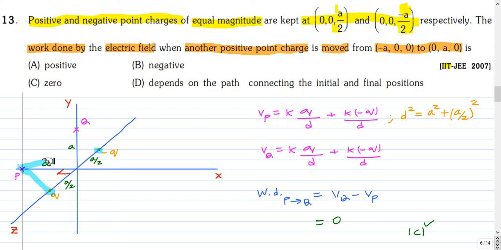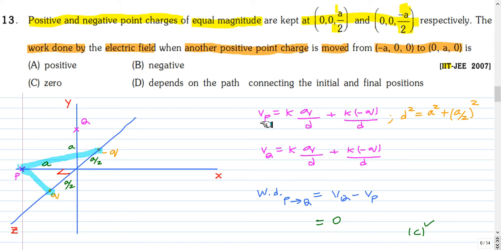We have to visualize in 3D. So this distance is also D. So K minus Q by D, where D square is a square plus (a by 2) square. This is by Pythagoras theorem. Similarly, potential at point Q due to the 2 charges will be KQ by D, where D is the same distance, just in the vertical plane, and K minus Q by D.